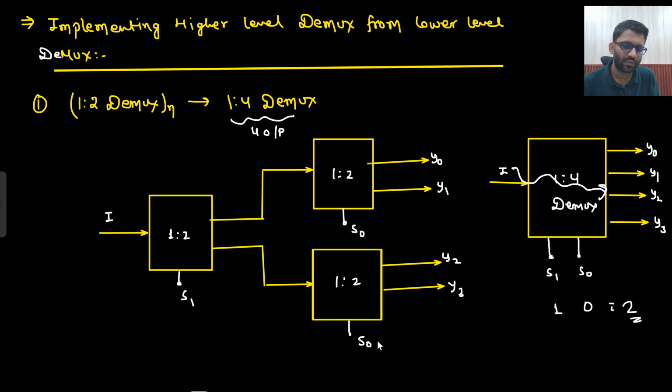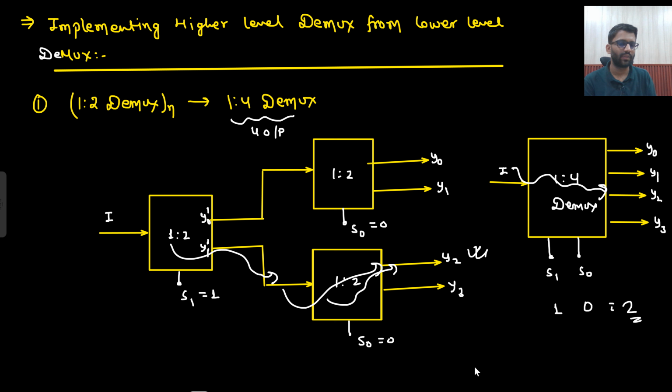So if S0 is equal to 0, that means this information will be transferred here, right? And if S1 is equal to 1, then here this will be its Y0 dash and this will be its Y1 dash. So if S1 is equal to 1, then this information will be transferred here. Whatever information is coming here is being transferred to Y2 only. So this is what you wanted.